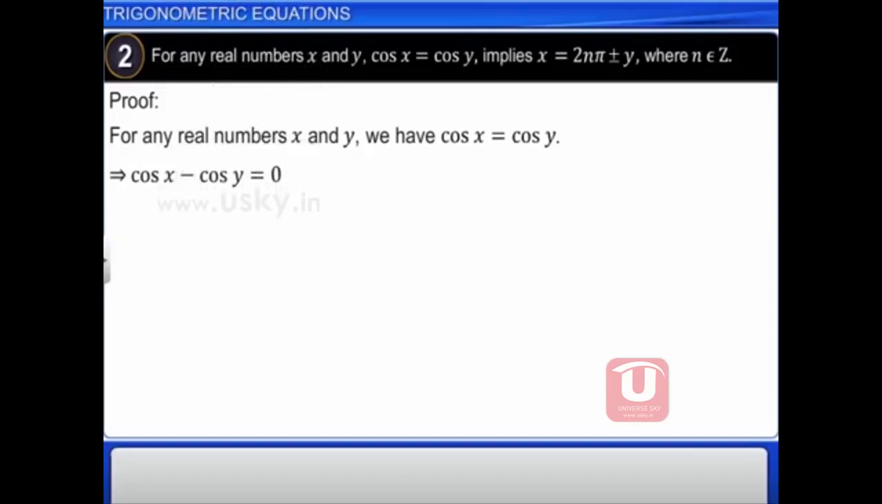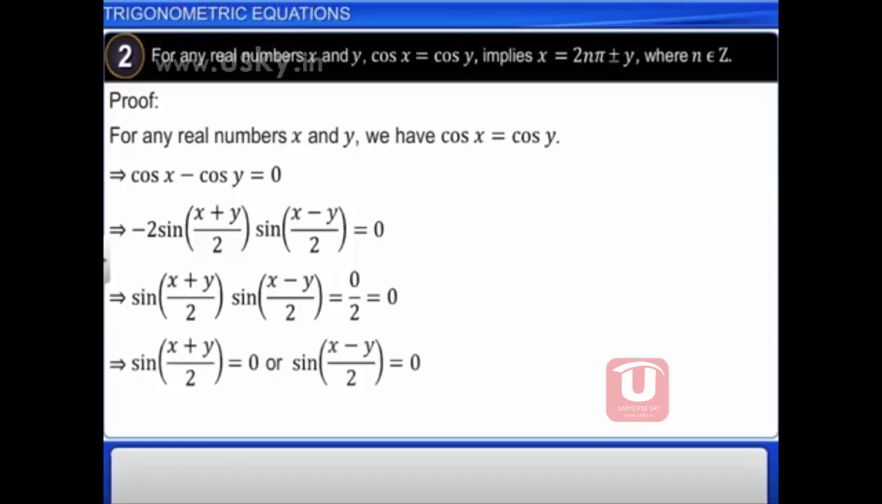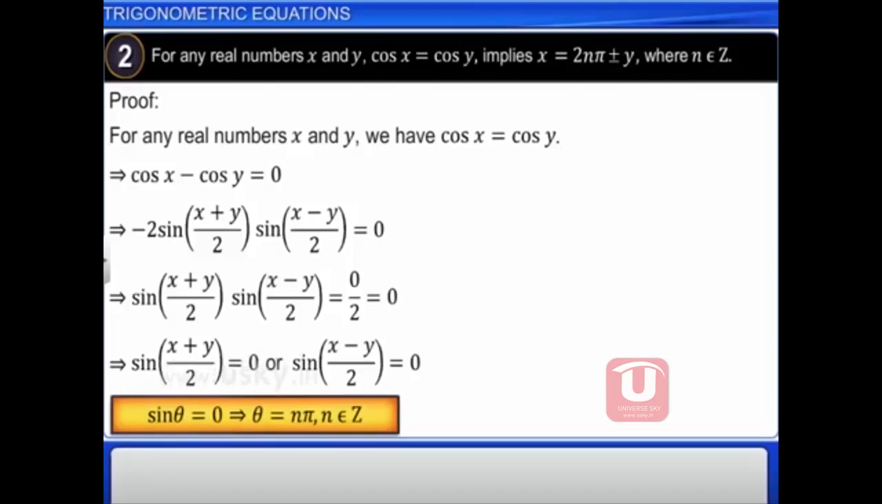Cos x − cos y is equal to −2 sin((x + y)/2) sin((x − y)/2), which is equal to 0. That is, the product of sin((x + y)/2) and sin((x − y)/2) is 0. This implies either sin((x + y)/2) is equal to 0, or sin((x − y)/2) is 0. We know that if sin θ is equal to 0, then θ is equal to nπ, where n is any integer.